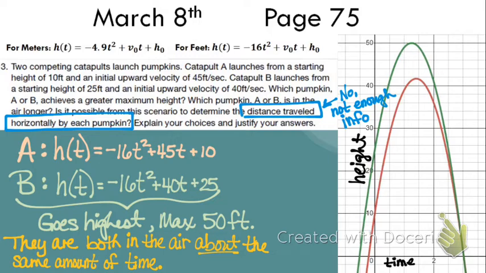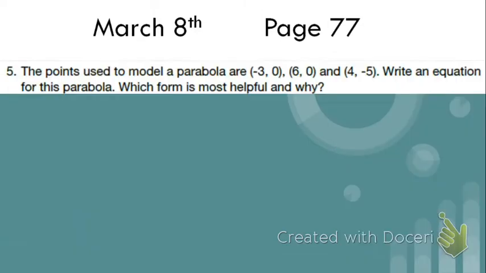All right. We're going to skip page 76, but we are going to look at page 77. So flip over to page 77 for me. You're going to want to stick with me for this part. I have 3 points here that are modeling a quadratic function. Which form is most helpful to write this equation and why?